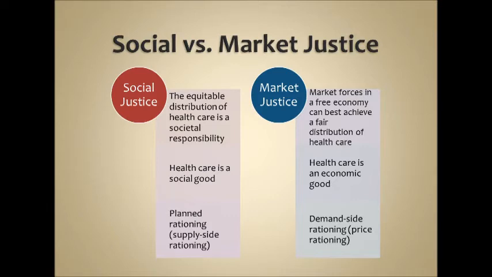And since in the U.S. we have a combination, it's hard to know who's supposed to be doing what. On the social justice side, healthcare is seen as a social good, kind of like clean air. Whereas in market justice, healthcare is an economic good, kind of like a yacht. So now when you combine those two, what is it? Is it everybody deserves a yacht? Or what? So finally, we have social justice, which believes in planned rationing or supply side rationing.